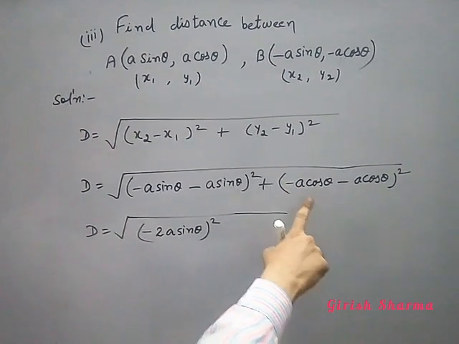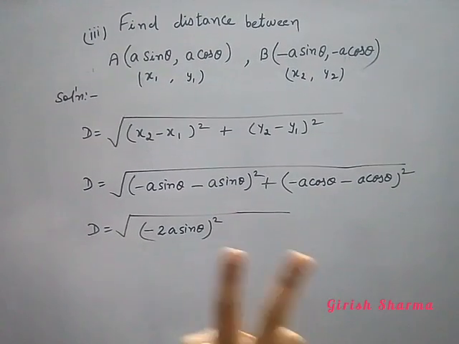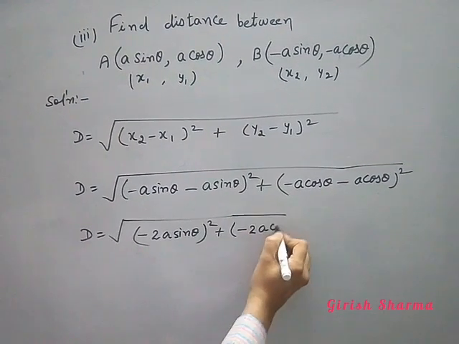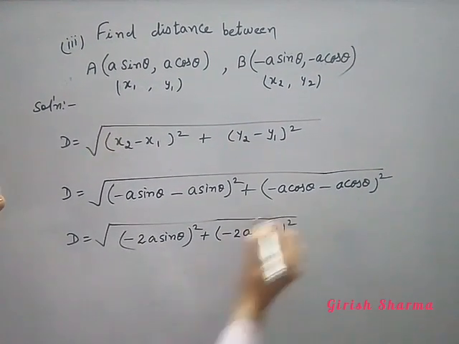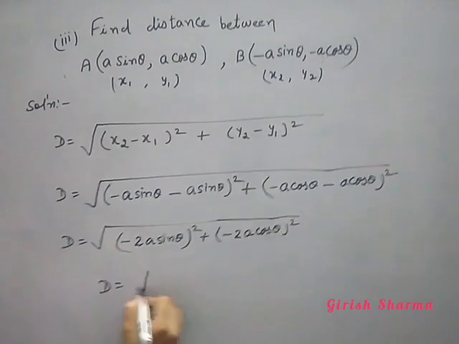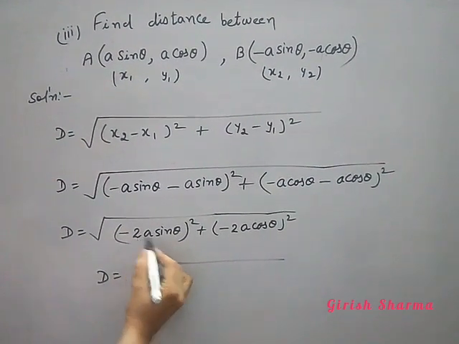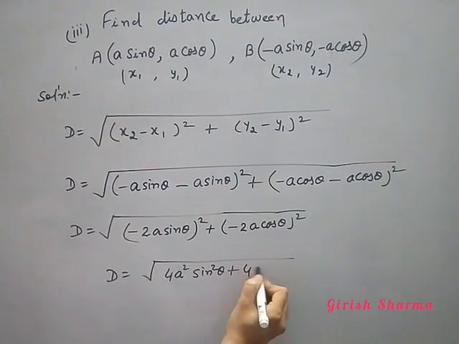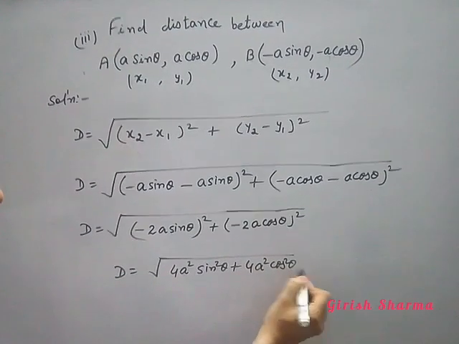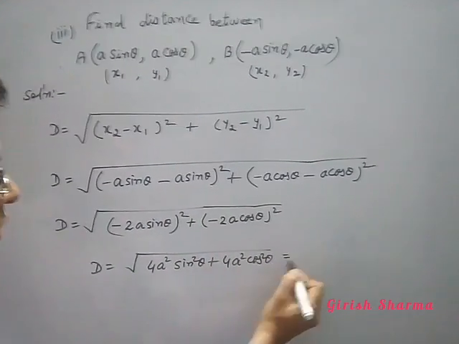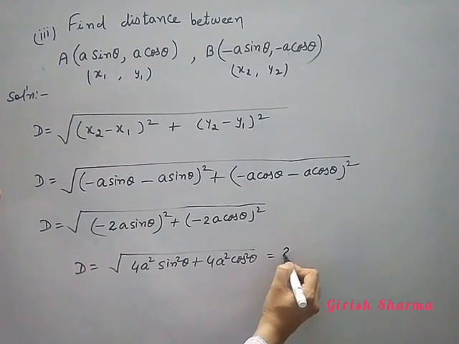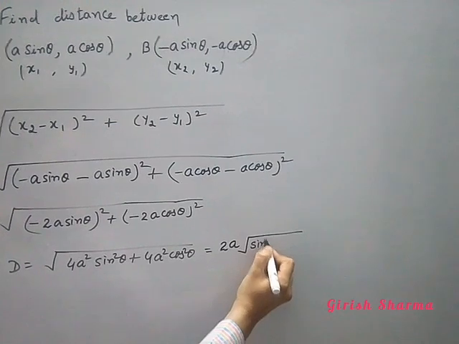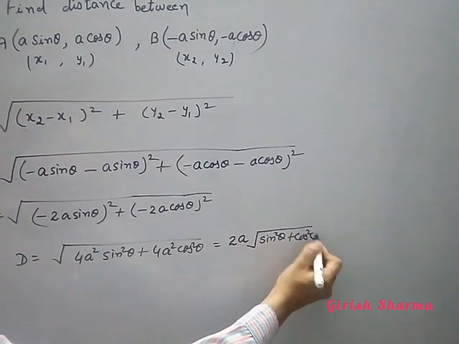Similarly, minus a cos theta and minus a cos theta, this is also 2 times. This will be minus 2a cos theta whole square. Square root of this: minus 2a squared means 4a square sin square theta plus 4a square cos square theta. If I take 4a square outside from the square root, you will get 2a. And what will be inside? Sin square theta plus cos square theta.